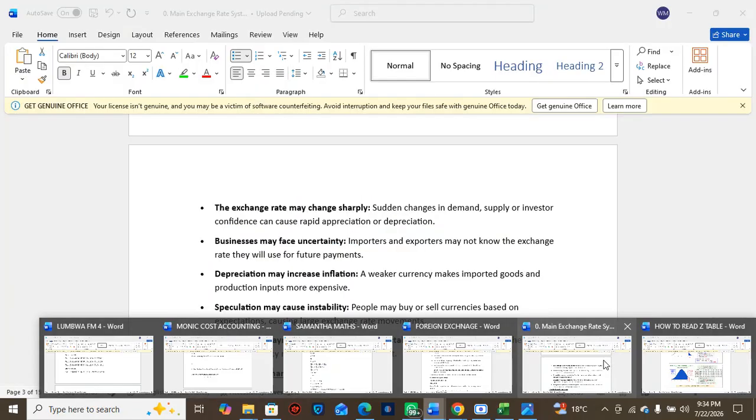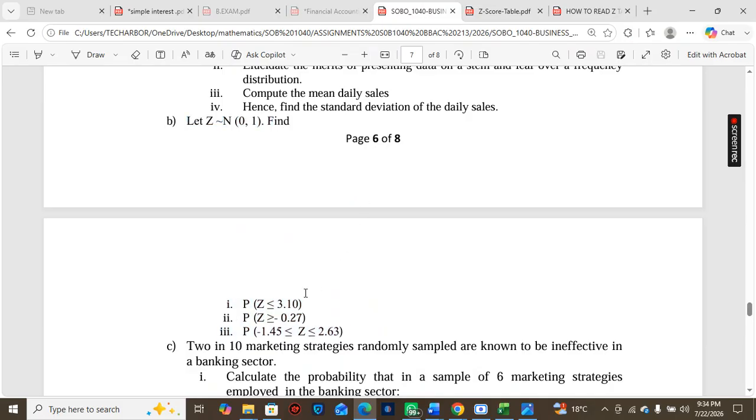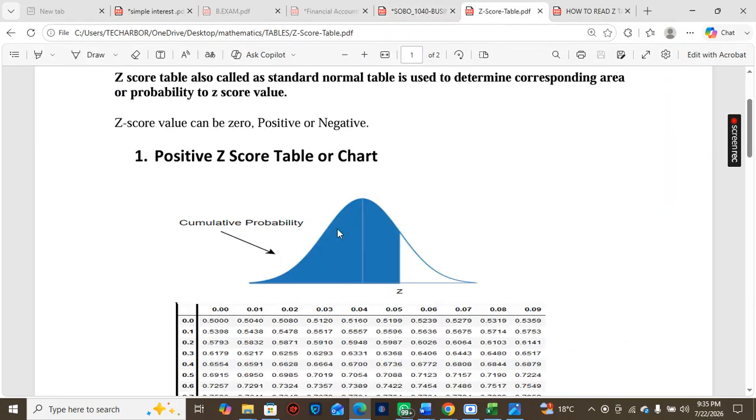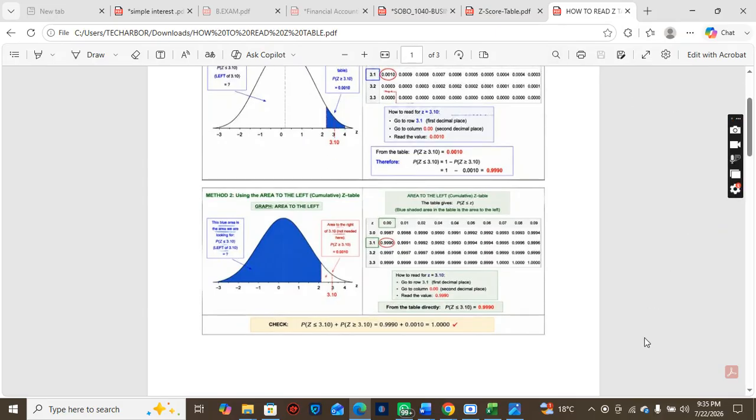So the first question here is to find the probability that Z is less than or equal to 3.10. Take note of the signs, colleagues, and the graphs that you're using. If the sign points to the left, it just means if you're using an area to the left table, you just have to get your value and read. So here's how we read this graph.